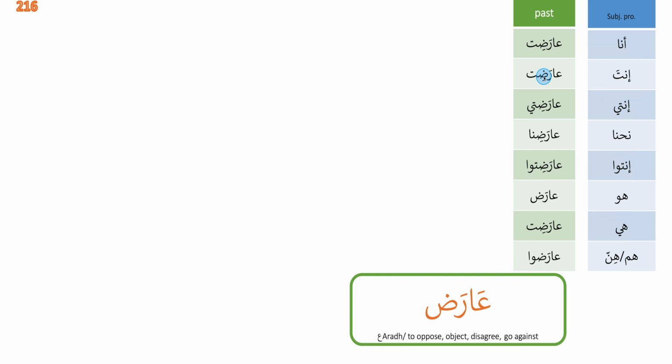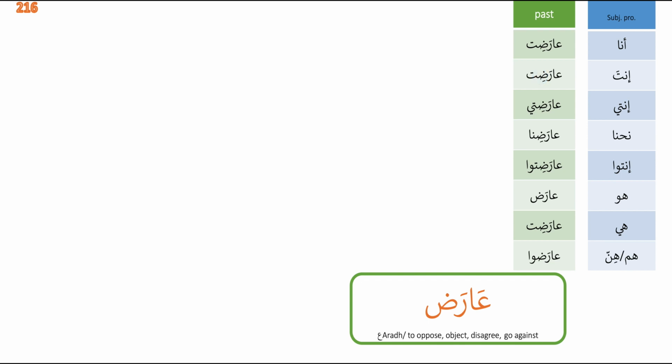As you see here, we've got the letter dad followed by the letter ta, and both of them are pretty much pronounced the same. A lot of you might find it a little bit difficult, so if you go over it and give the T a very light pronunciation, that would help you. So عارضت, عارضت, عارضت. So just give that a little practice and hopefully you will master it, and I'm sure you will.